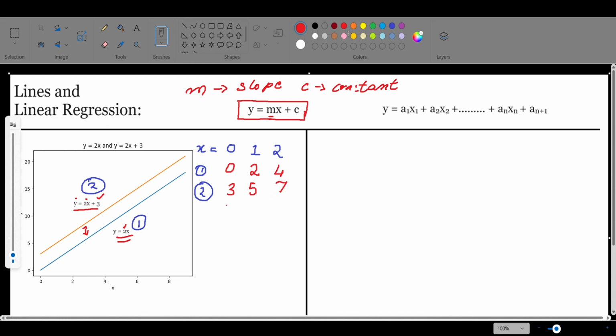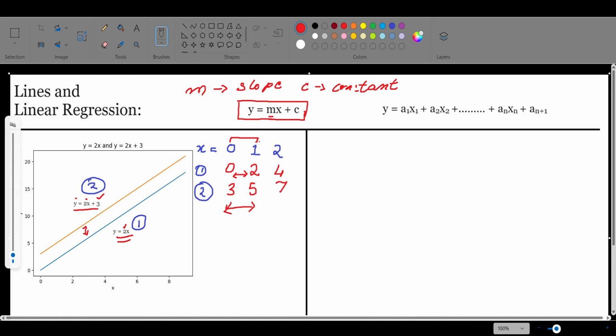Now have a look at the difference between the different values of x and y. So for every unit change in x, when x goes from 0 to 1, the first equation's y value changes by 2 units. And so does the second equation's y value.